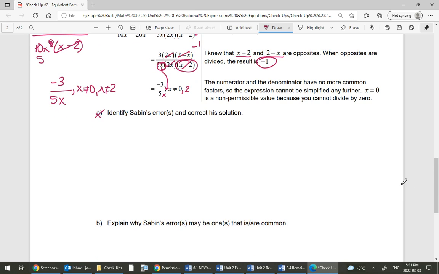Now, why is Sabin's error one that's common? Because we often get so caught up just simplifying the question, and then we forget to do our NPV, so we do it at the end after we've simplified, and we miss the ones that have canceled out.